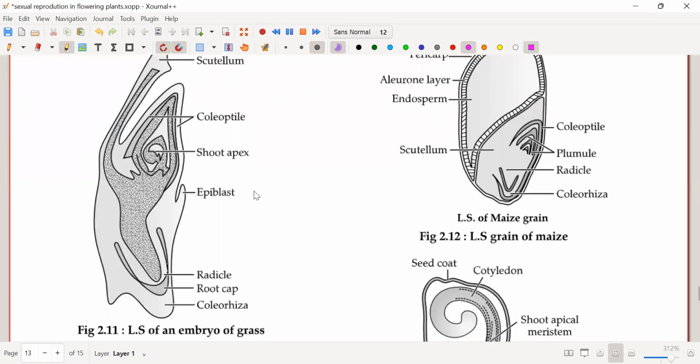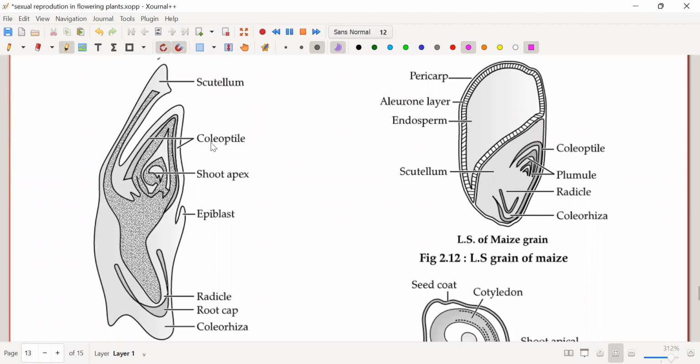Embryo of grass. See here, scutellum, coleoptile. This is the shoot system, shoot apex, which starts with the leaves, primary leaves. Then epiblast, radicle, root cap, and coleorhiza. Then regarding maize seed, there is a pericarp outside covering, then aleurone layer, then endosperm, this is endosperm, scutellum, which has coleoptile, plumule, and radicle, right?